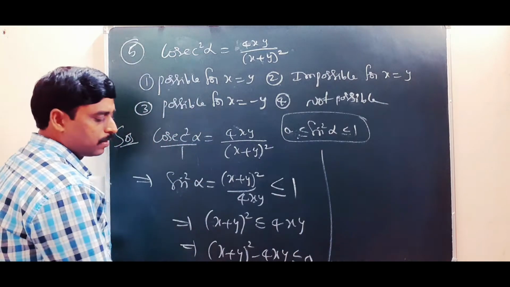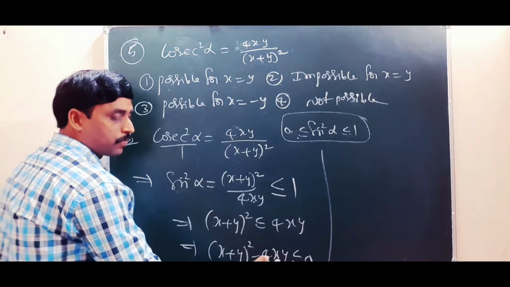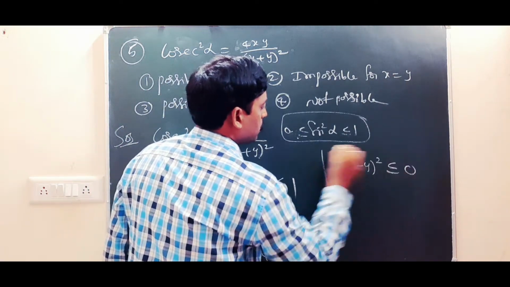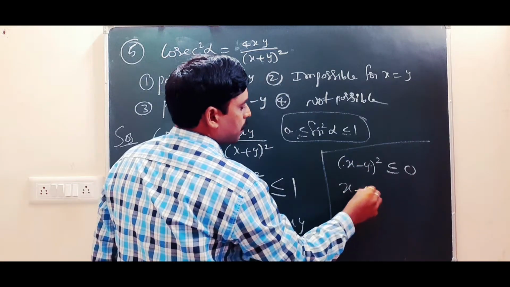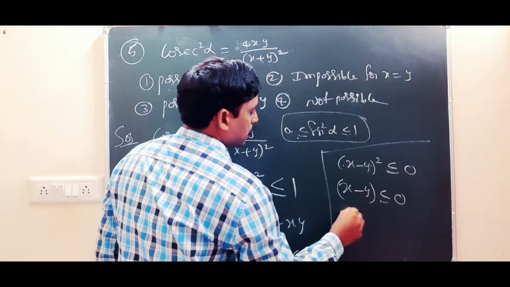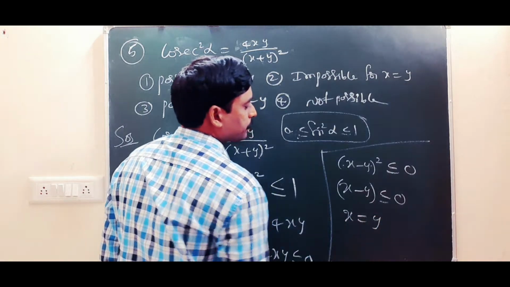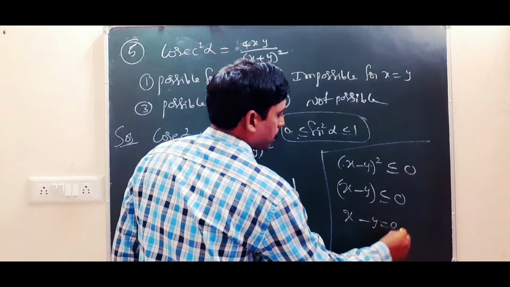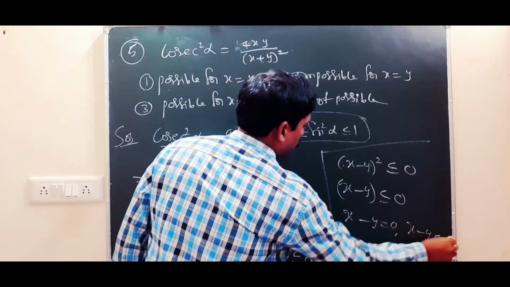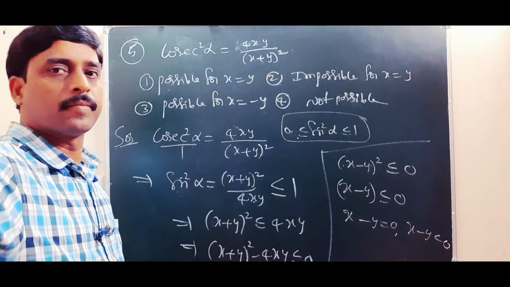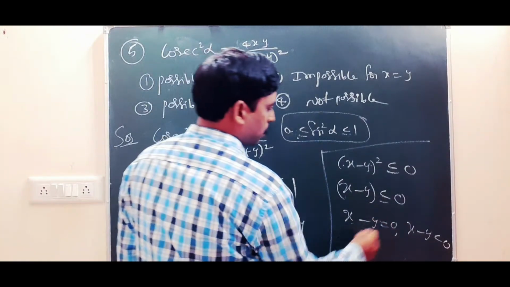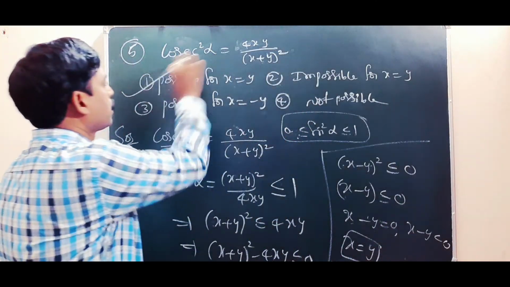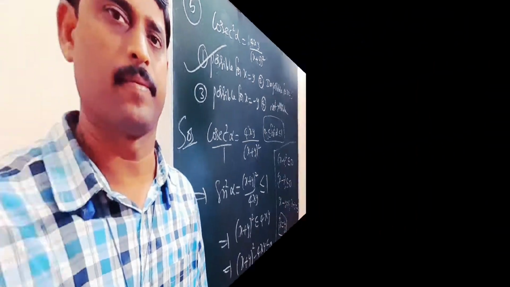We have a plus b whole square minus 4ab is a minus b whole square. So x minus y whole square is less than or equal to 0. Therefore x minus y is less than or equal to 0. So x minus y equal to 0, and x minus y less than 0 is not possible. Therefore x is equal to y. So option 1 is correct: possible for x is equal to y.